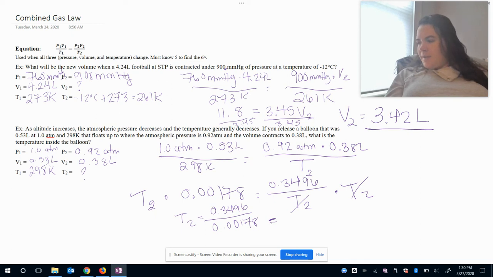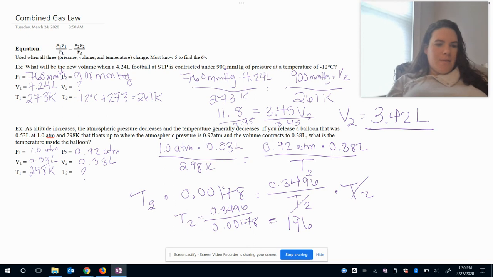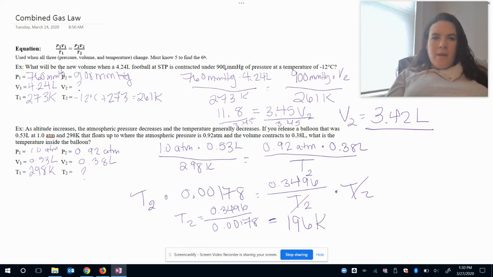My answer might come out a little different than yours, but I got 196. Check these numbers here. Yeah, 196 Kelvin. So that can be our answer. We don't need to switch it to Celsius. But if you were curious, the temperature 196 Kelvin would be negative 76 degrees Celsius.